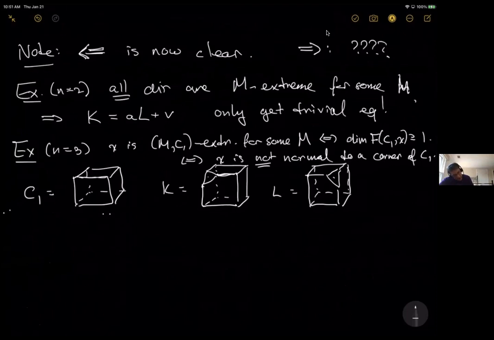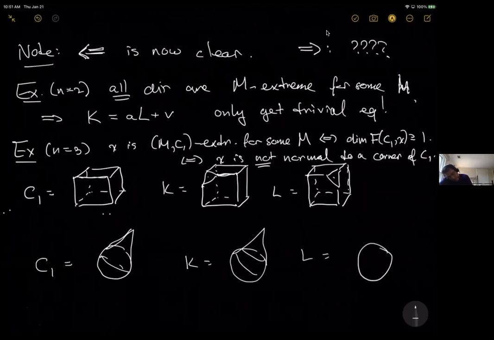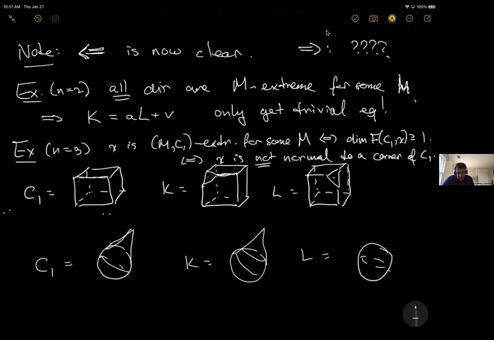If you recall the cap bodies, in the case of the cap bodies, C1 was, for example, a body with one of these corners sticking out, right? And K was the same thing. And L was just a ball. That was the example of the cap bodies. And you see that K and L, if I look at the direction that is not normal to the corner, K and L have exactly the same supporting hyperplanes, right? But if I look at the direction that's normal to a corner, K and L have very different supporting hyperplanes, right? But those directions are normal to a corner of C1, so they don't count.